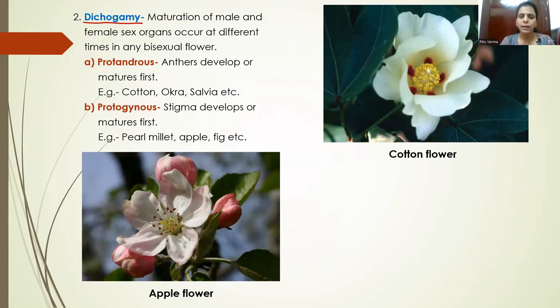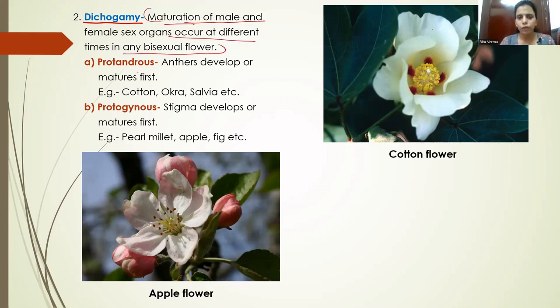occurs at different times. So for example, if in a flower the anther matures first, even if the pollen grain falls on the stigma, no pollination will occur. Why? Because the stigma is right now immature, or underdeveloped, and it is not yet ready for the process of pollination. So in dichogamy, the maturation of male and female sex organs occurs at different times in any bisexual flower.